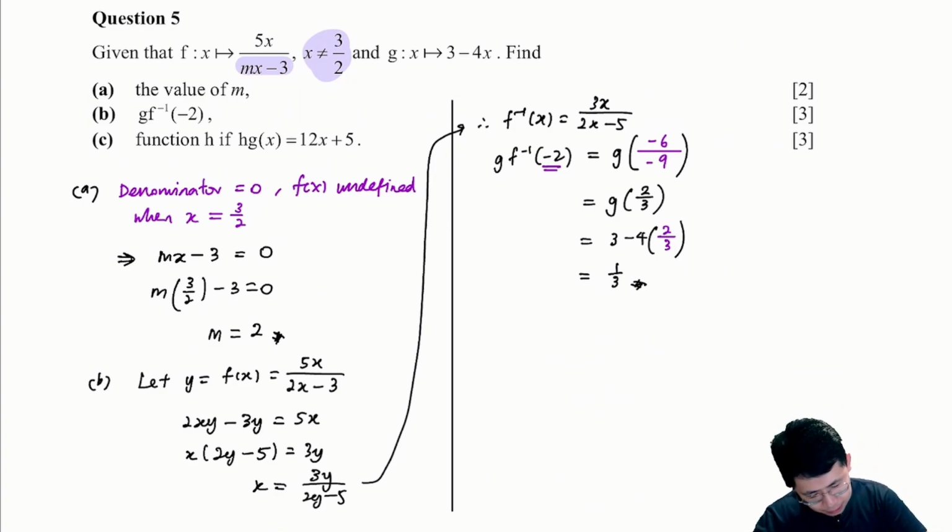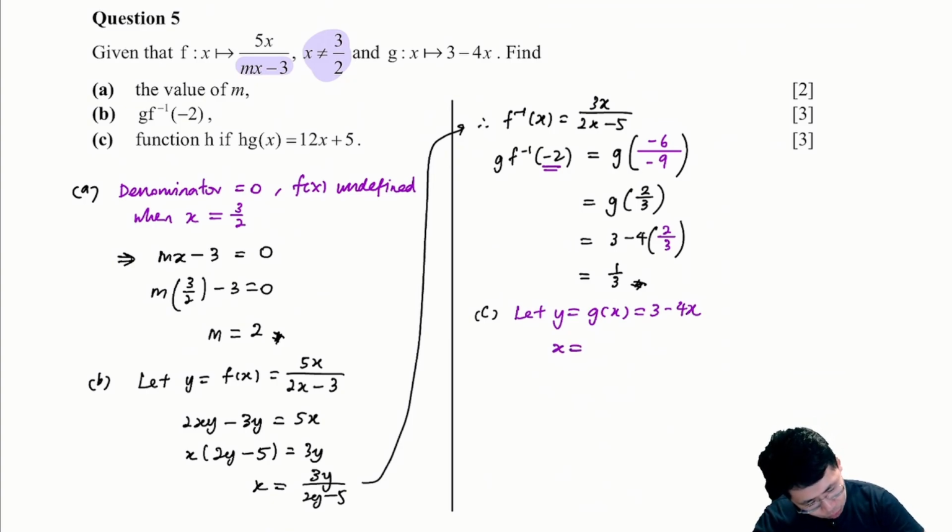Okay, part C. Now part C, we are looking for function h if hgx equals to this. So I'm going to use the method 1 that we did just now, which is to find g inverse first. So first, I'm going to let y be equal to gx, which is equal to 3 minus 4x. So making x the subject, x equals to 3 minus y over 4. And with this, g inverse of x is equal to 3 minus x over 4.